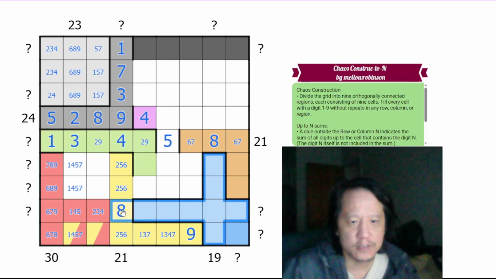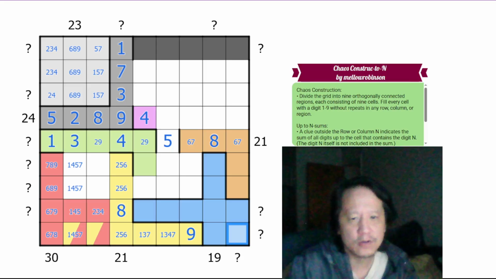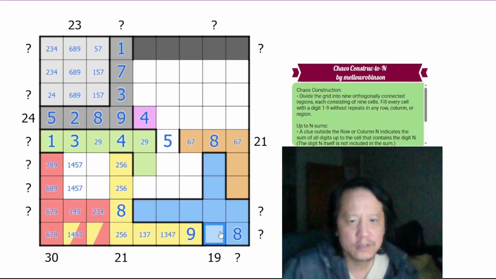Where is 8 in the blue region? Cannot be here, cannot be here. So it must be here. So this is 8. This adds up to 19. Oh, this is a boundary here too. So this must be 1, 2, 3, 4, 5, 6, 7, 8.